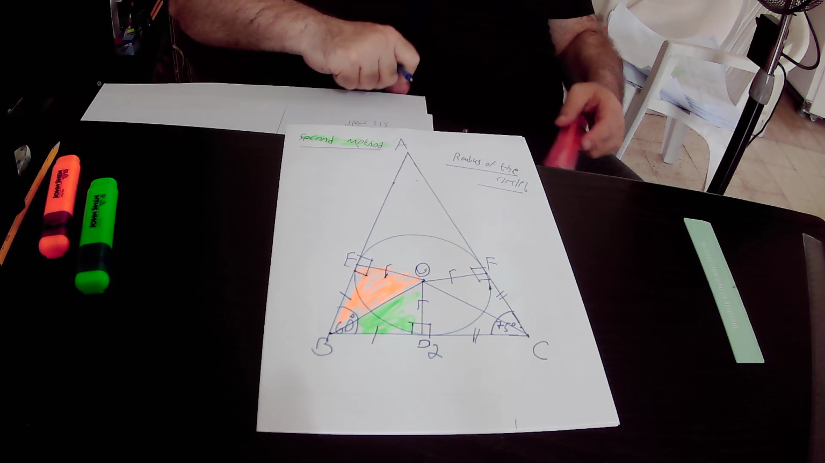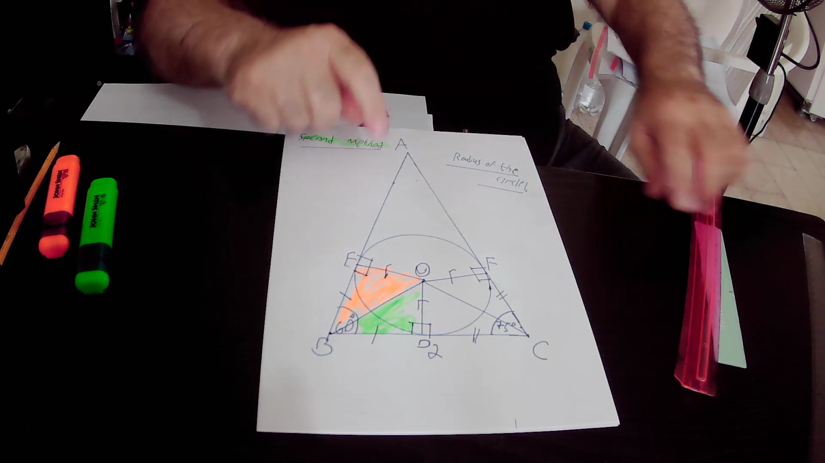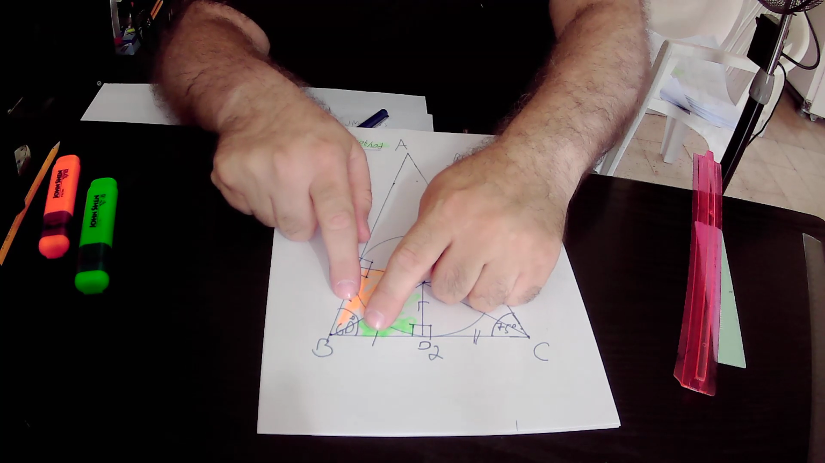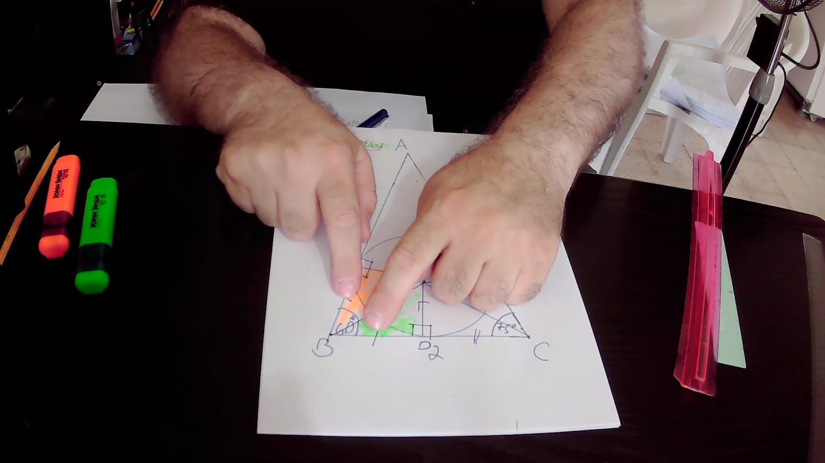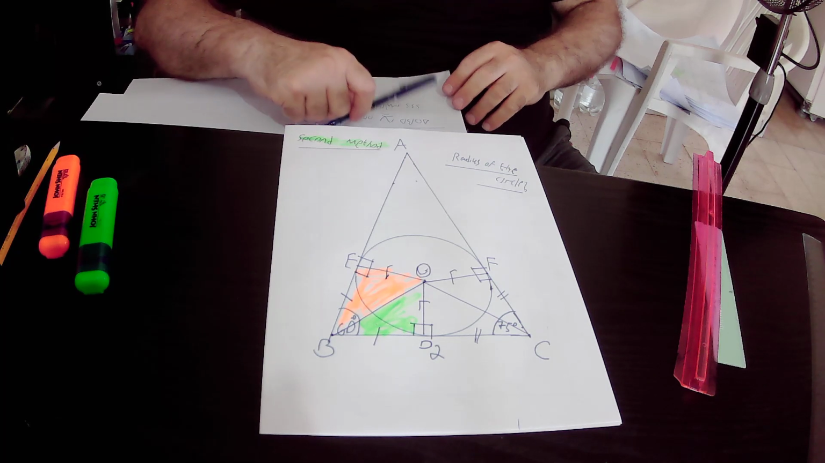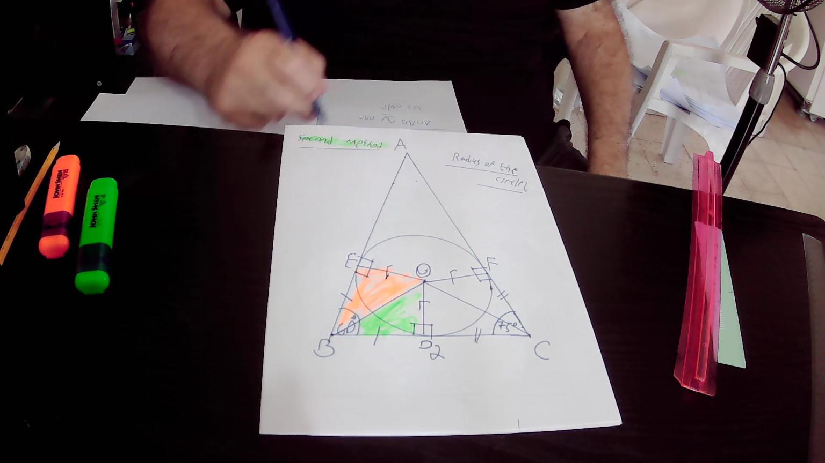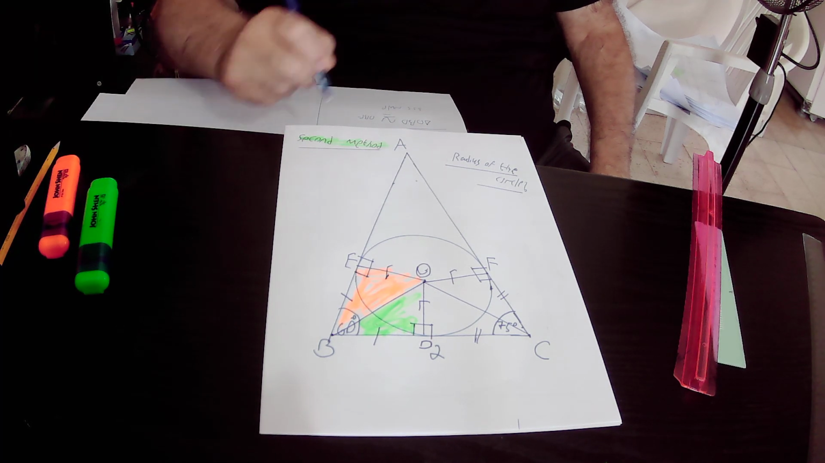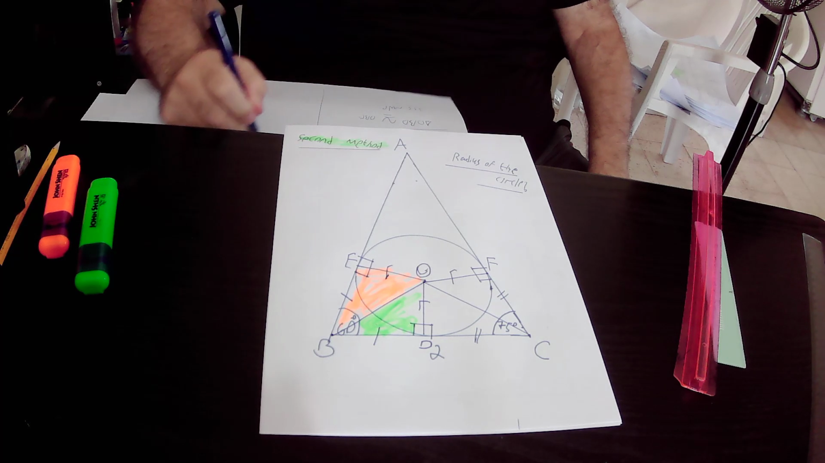And from the fact that those two triangles can go into each other, we conclude that those two angles are equal to each other according to the rule that corresponding angles in congruent triangles are equal to each other. So here angle EBO in the orange triangle is equal to angle OBD in the green triangle.